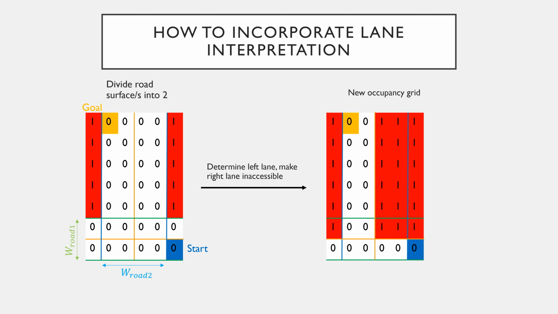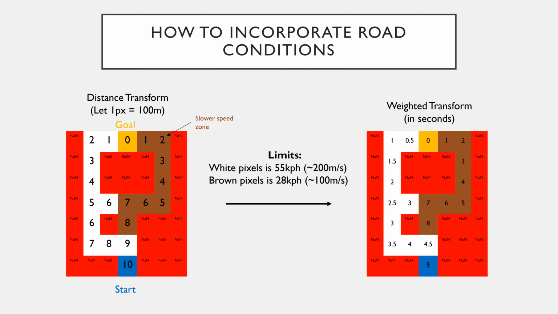After defining the occupancy grid, a post-processing function could be run, which grabs the width of each road in the map and turns the road on the right-hand side in the direction of travel into an inaccessible area, as seen here. Similarly, a different method can be applied to account for road conditions.